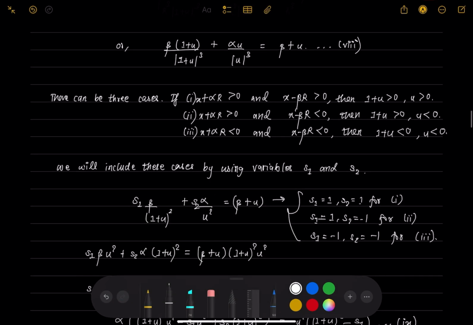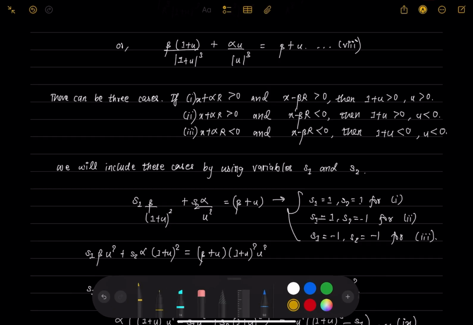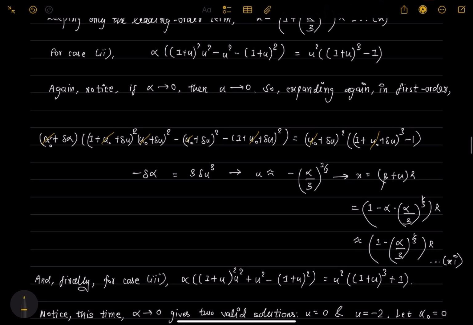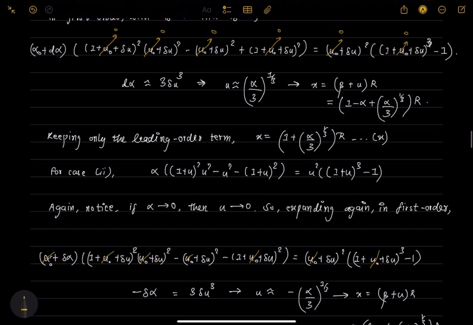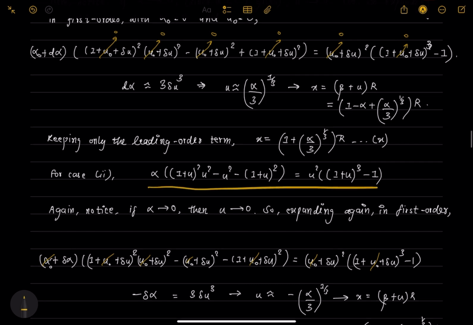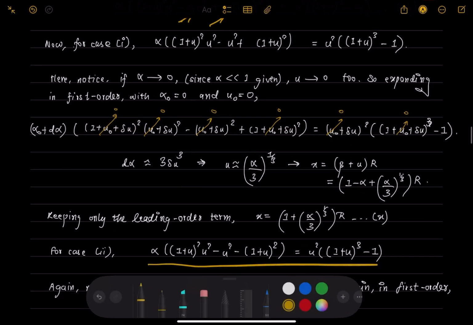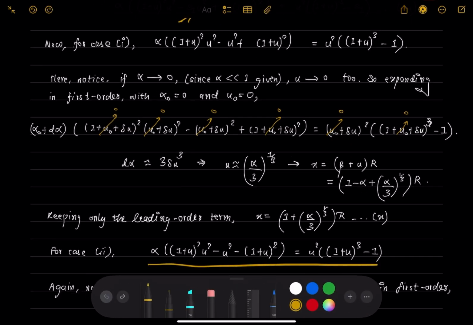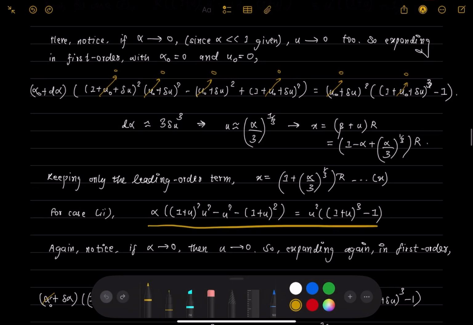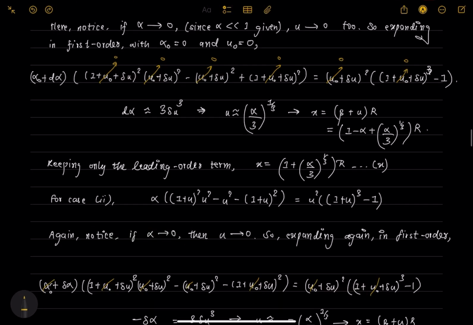So let's try to consider the second case now, and we're going to repeat the process. We're going to repeat everything that we did for the second case, right? So this is the equation that we get for the second case, by plugging in S1 to be 1 and S2 to be -1. So that's the thing for case 2.